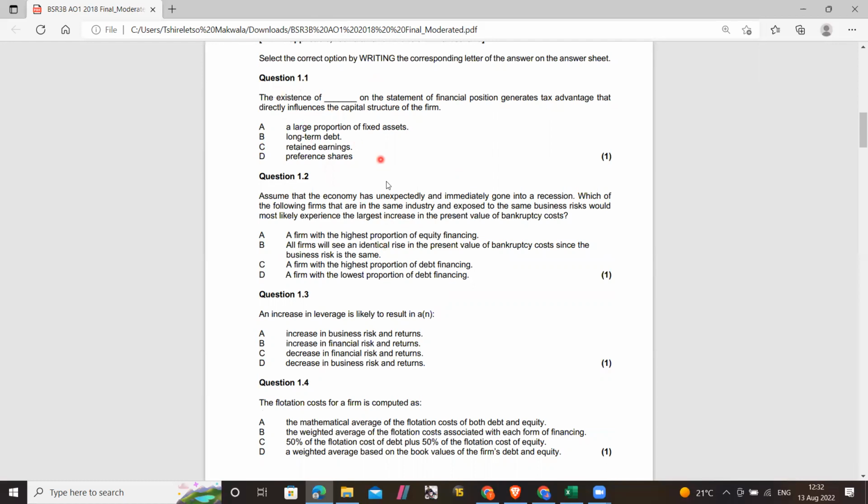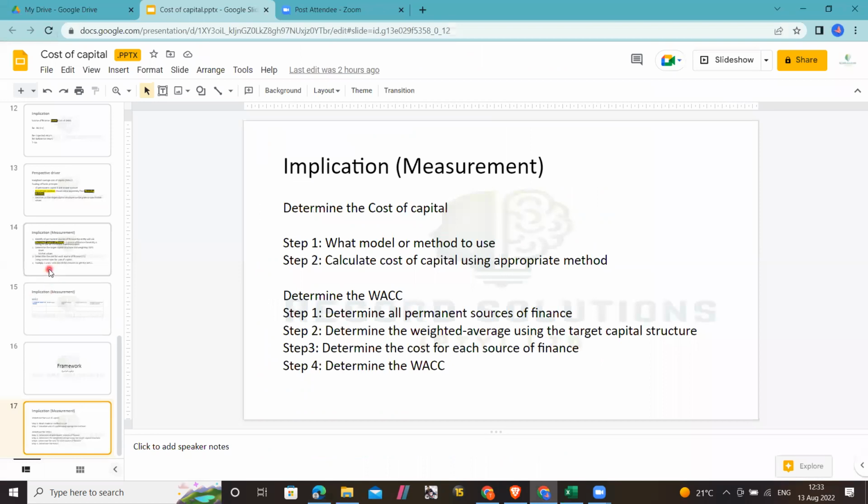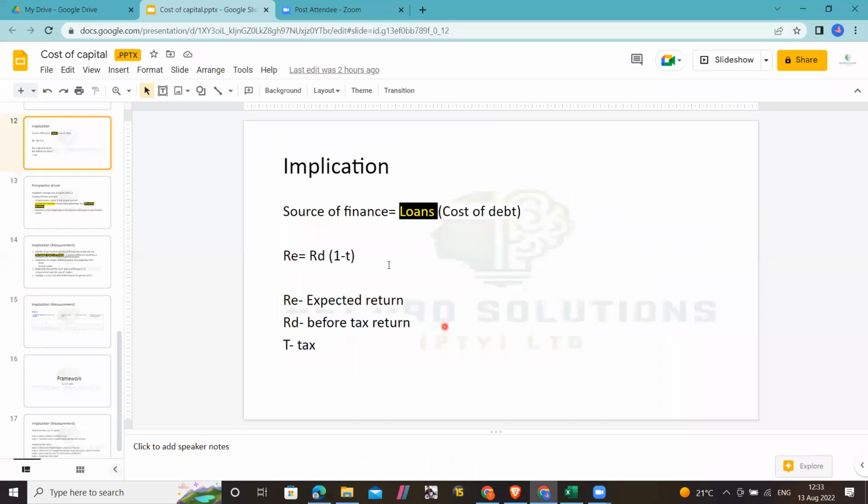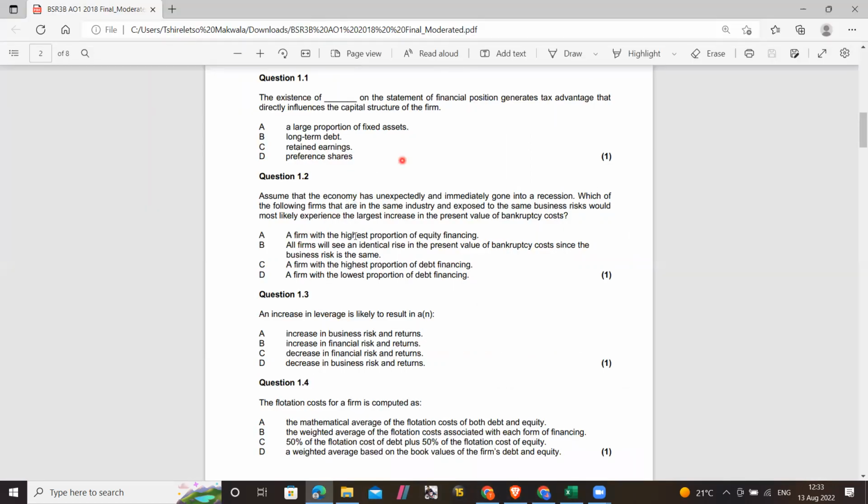It's liabilities, because a large portion of fixed assets doesn't make sense. Fixed assets don't generate you a tax advantage. However, with liabilities, you have a tax advantage, right? Because the interest is tax deductible, right? And you understand what that means, right? Here, for instance, do you see it's tax deductible? That's what it means, right? And then we go here. So, okay.